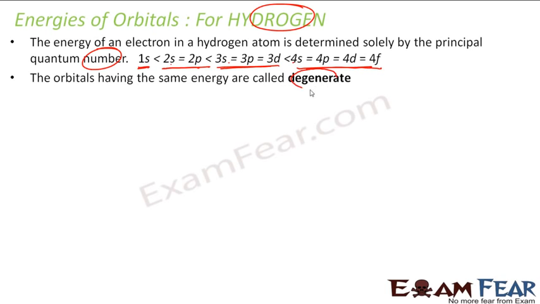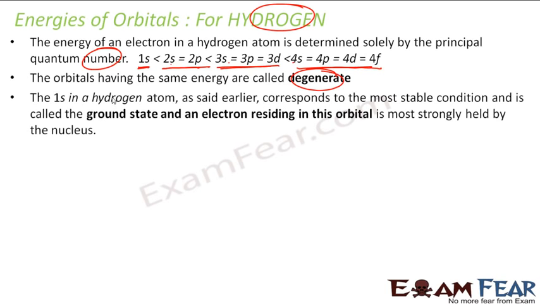Orbitals having the same energy are called degenerate orbitals. The 1s in the hydrogen atom is the most stable condition and it's called the ground state. The electrons in this orbital are strongly held by the nucleus. They have minimum energy.